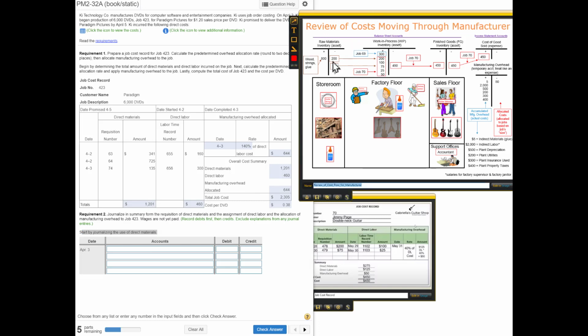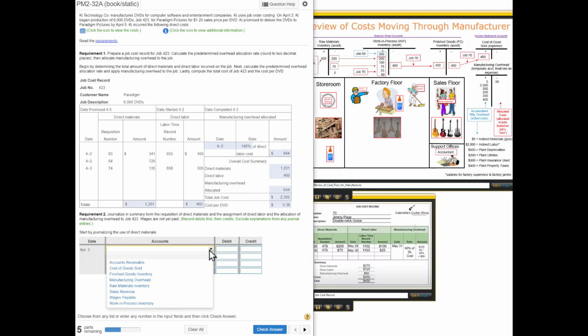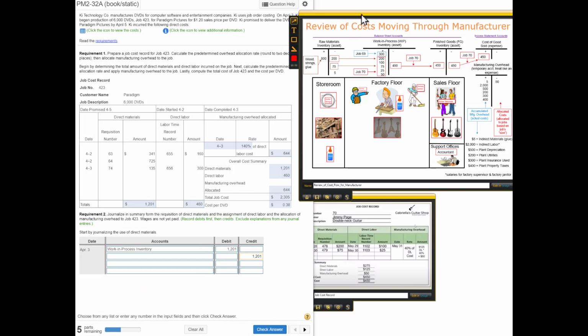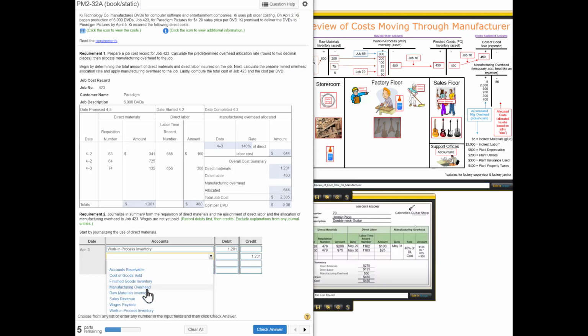So what happens is when we buy raw materials, this account, raw materials inventory, increases on the left side. But when we take the DVD raw materials out of this account, we then increase work in process. So work in process is going to be our debit account because we have to list debits before credits. So work in process is first, and the amount is 1201, copy and paste. And then what happens is we have to take the DVD raw materials out of the raw materials, so this account is going to be credited. Raw materials inventory.